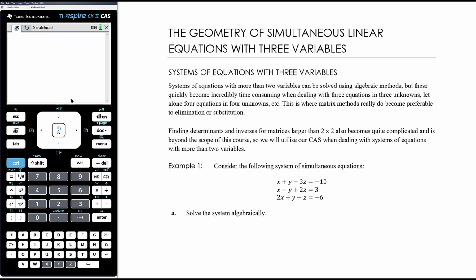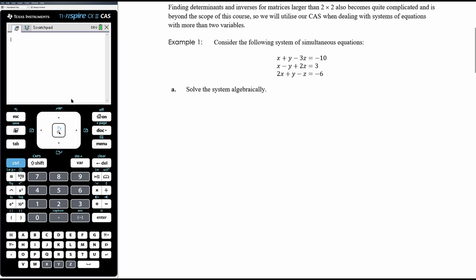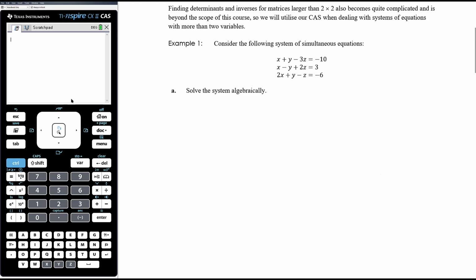As I said in the previous video, finding determinants and inverses for matrices larger than 2 by 2 also becomes really complicated and is beyond the scope of this course to do by hand. So we will utilize our CAS when we have systems of equations with more than two variables, which is why this becomes a bit trivial, because if I want to solve these equations simultaneously and I've got my CAS, I'm just going to use Menu 3 7 1 and solve three equations for x, y, and z. Okay. Let's have a look though at the different ways that we can do it.